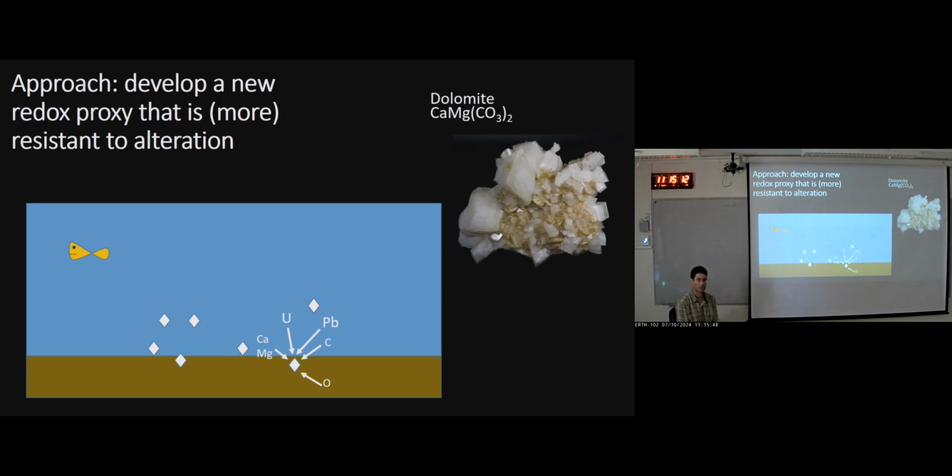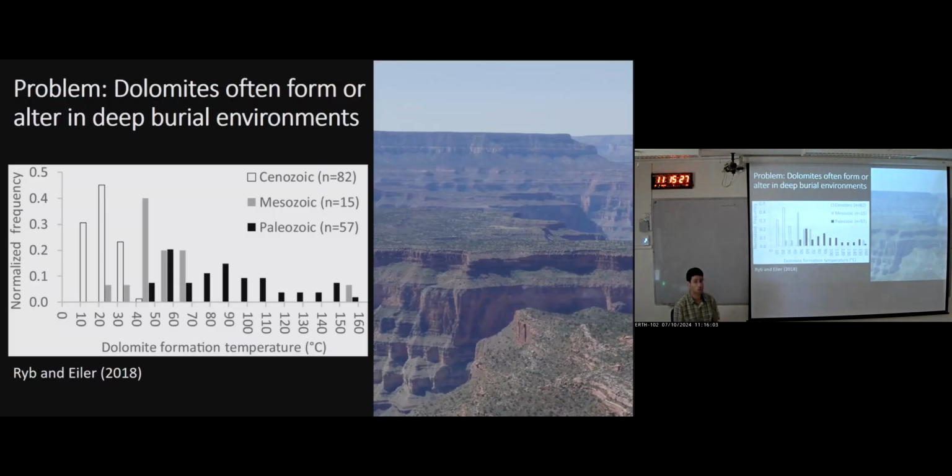So we take it all in. And we are going to be focusing on carbonate mineral rocks, and rocks that are very abundant in the geological record, that are dolomites. So carbonates are great, right? Well, it turns out that carbonates are also horrible because they are very sensitive to alteration, especially at depth.